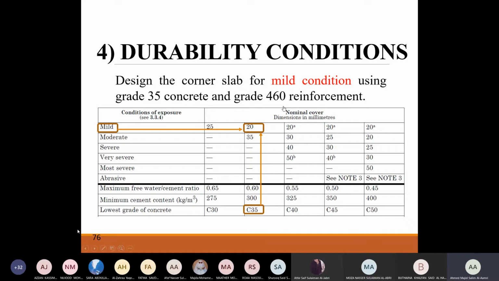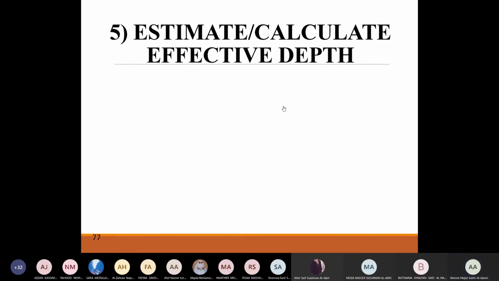We need to go for the next step. The next step after finding your cover is estimating the depth. If the depth has been given already, you don't need to estimate. If d small or D capital has been given, you don't need to estimate; you need to go and calculate the effective depth. If nothing has been given, you need to go and estimate.